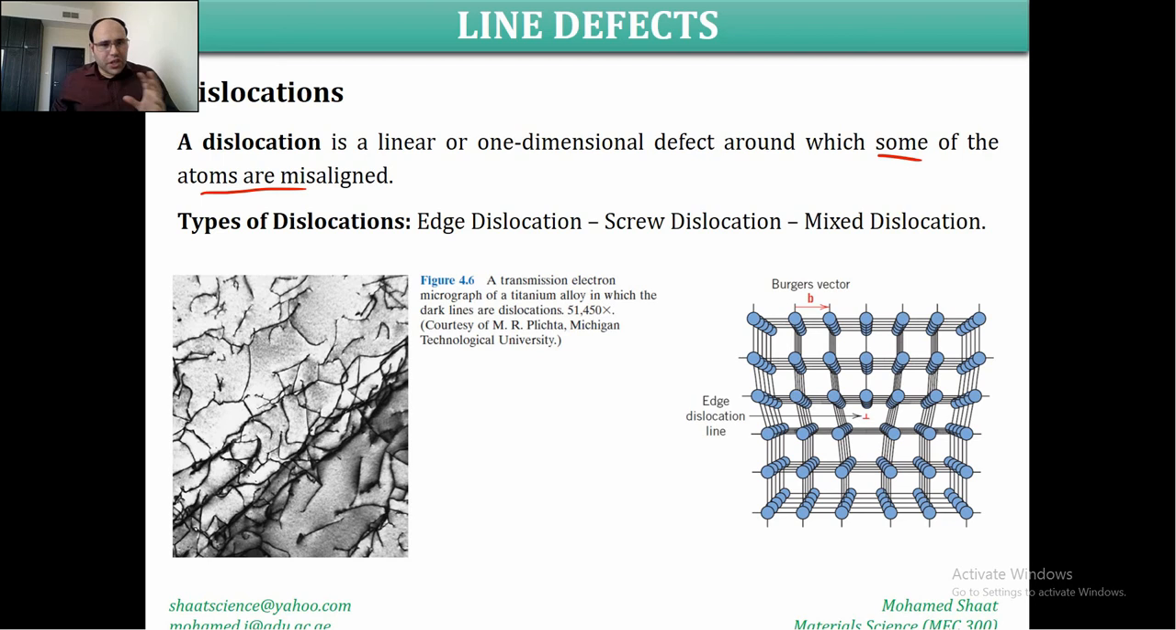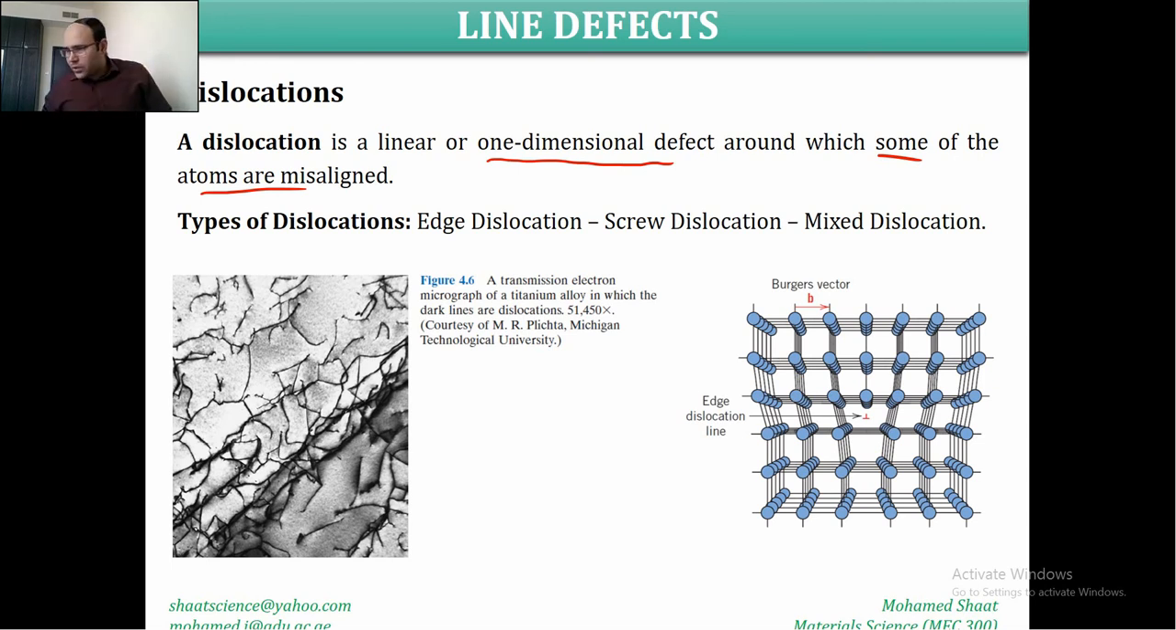Line defects or linear defects are commonly known as dislocations. So the dislocation is a linear or one-dimensional defect around which some of the atoms are misaligned. Here we are talking about a group of atoms. With the point defects, we were talking about one atom that is missing at a point, related to the crystallographic point. That is the vacancy, or one atom is placed or replaces another atom at another lattice site or location. So this is known as a point defect.